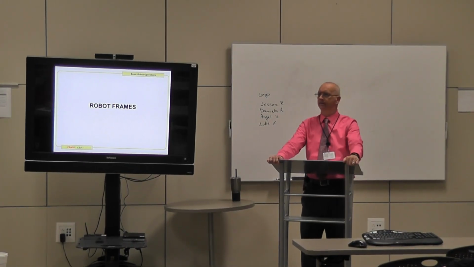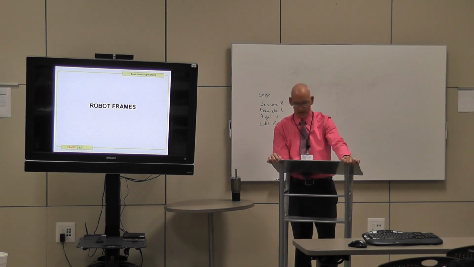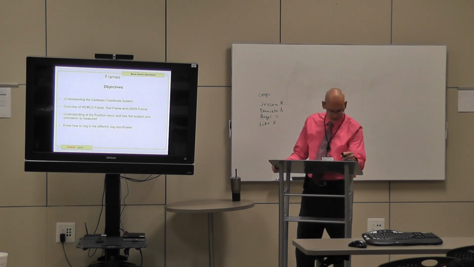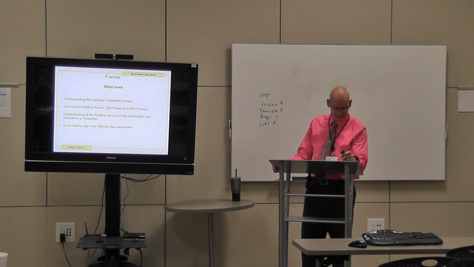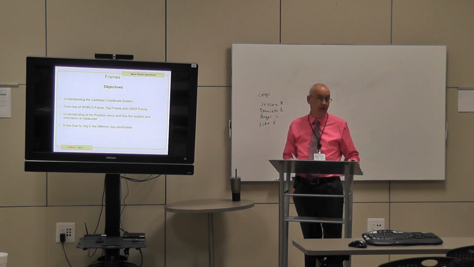Hi, good afternoon, class. Welcome back to RBTC 2339 Robotics. Today we're going to go over robot frames. Our objectives today are understanding the Cartesian coordinate system, an overview of world frame and tool frame, and user frame. We're also going to do an understanding of the position menu and how the location and orientation is measured. And after we're finished, you should know how to jog in the different jog coordinates.